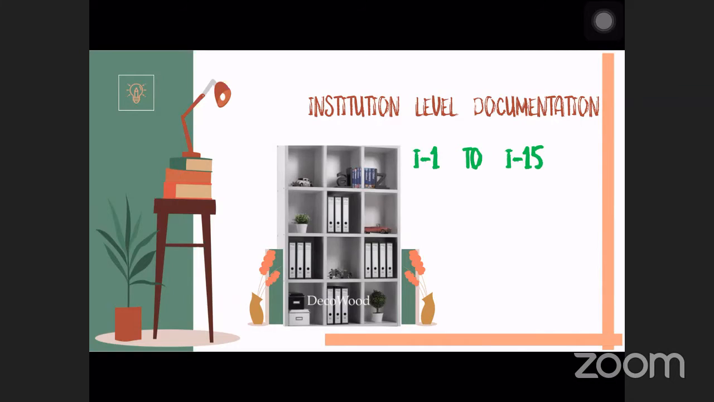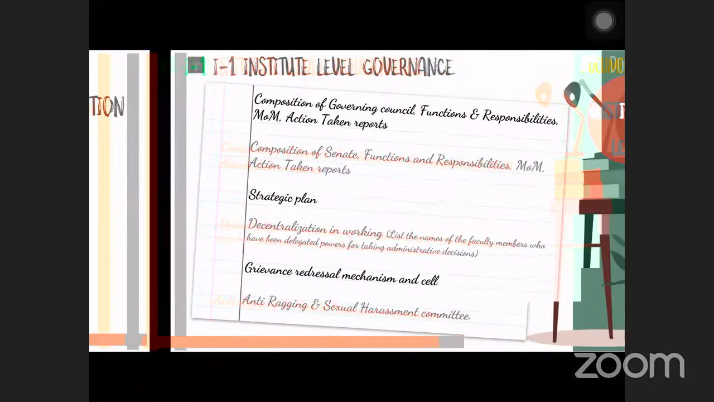Let's just rush through. I think I have another 10 to 15 minutes, not more than that. So we will just rush through this institution level documentation because maybe the department faculty may not be directly involved in the institution level documentation, but yes, many inputs to it go from the department. So we need to see the institution level documents, and with my own logic, I have divided this documentation into a set of 15 files.